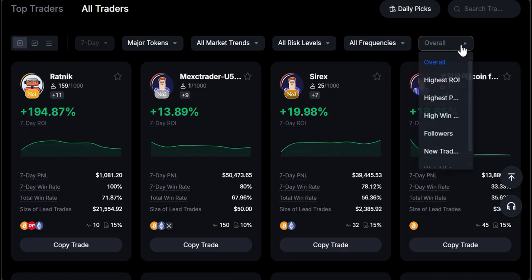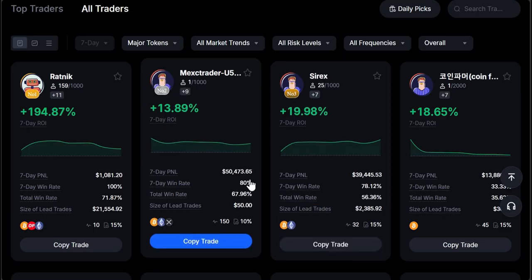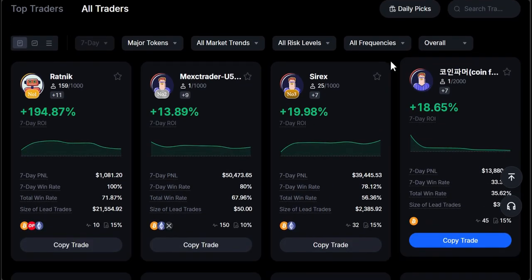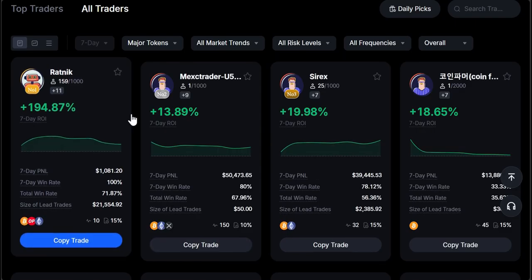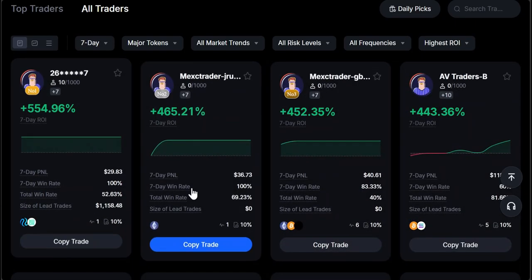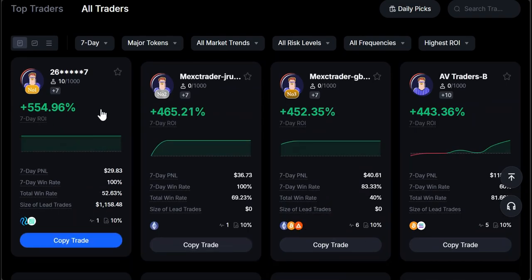Overall ranking is MEXC's rating system that combines multiple performance factors. Higher ranked traders have generally proven themselves over time, but always verify their individual stats yourself. Don't just blindly follow the top ranked trader without doing your research. ROI percentage shows the return on investment the trader has made in percentage terms.